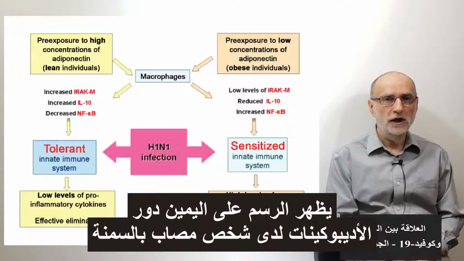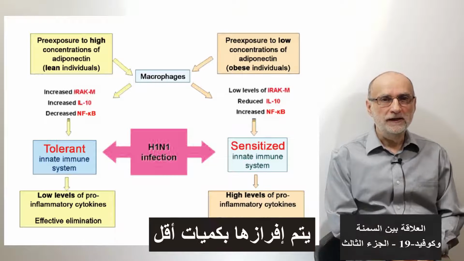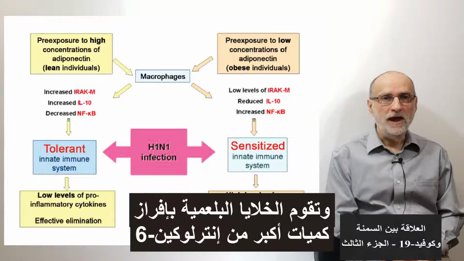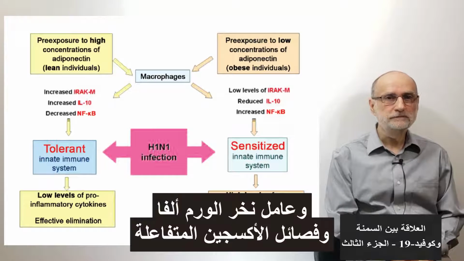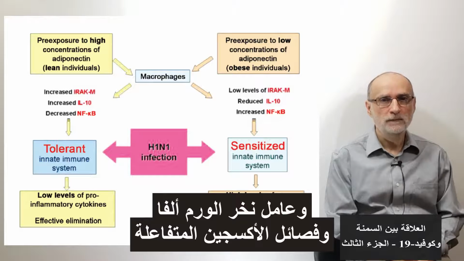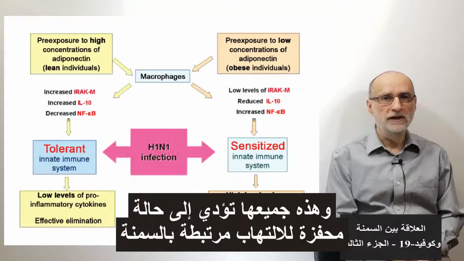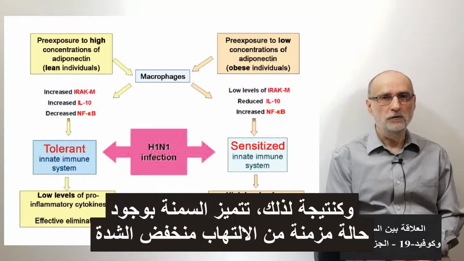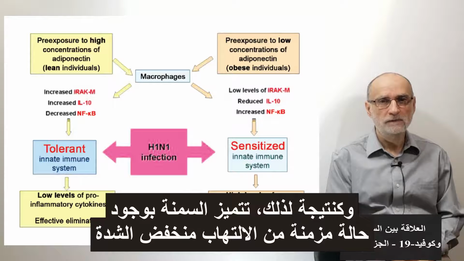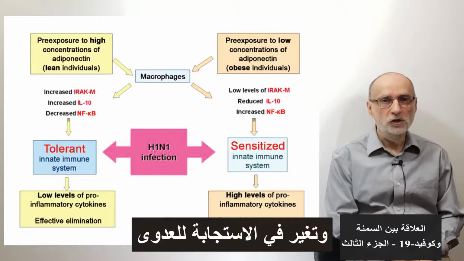The right side of the chart shows the adipokine activities of an obese individual. Adiponectin is produced in decreased amounts in obese patients. The activated macrophages produce increased levels of interleukin-6, tumor necrosis factor alpha, and reactive oxygen species, which contribute to the chronic pro-inflammatory state associated with obesity. As a result, obesity is characterized by a state of chronic low-grade inflammation and altered response to infection.